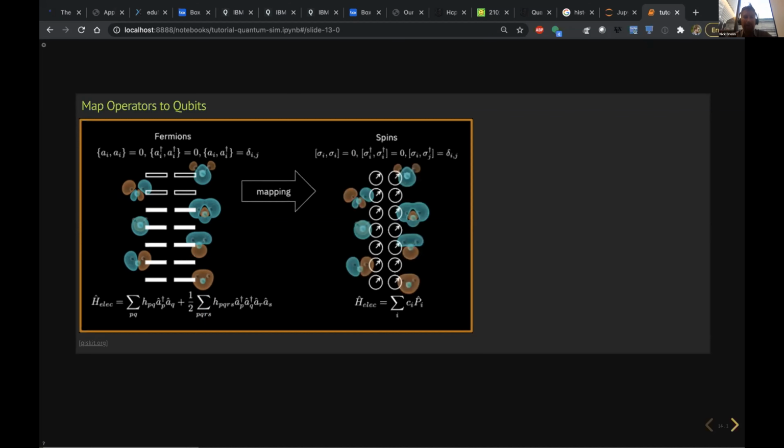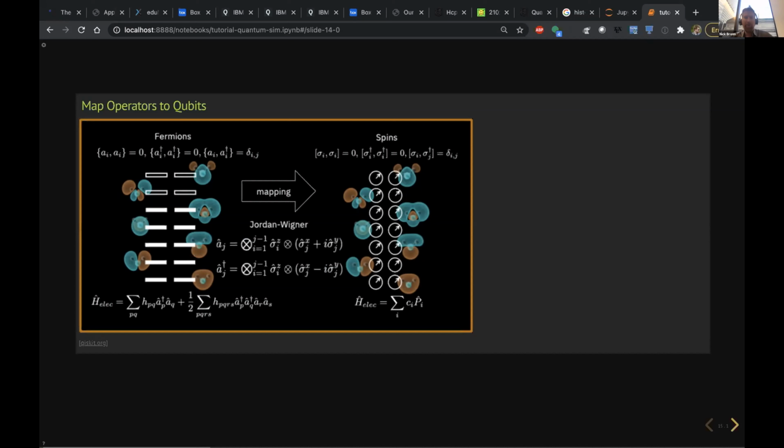So we need some sort of mapping that takes us from these anti-commutation relationships to the commutation relationships that the qubits obey. Now the qubits obey the Pauli algebra. So the Pauli I, X, Y, and Z, for example, we'll usually call these P for Pauli strings, and those are just tensor products of the Pauli matrices. So we need to map the second quantized fermionic Hamiltonian to a sum of Pauli strings with certain coefficients on it that represent the system that we wish to study.